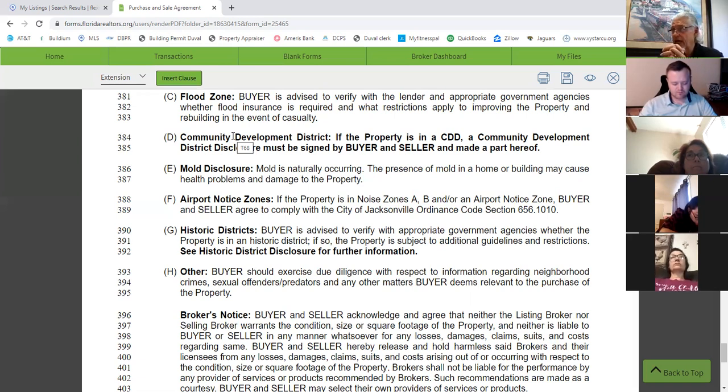CDDs are easy to determine. You go and look at the tax collector's record. And if there's a CDD, it'll be shown on the tax collector's record. The only time that you won't know is on new construction because it hasn't been charged yet. Okay, but in new construction, the builder will tell you that there are CDDs, or they'll tell you they're not CDDs. So not much risk there. Mold is naturally occurring. There's only a couple of kinds of mold that are dangerous, but it could be a health hazard. Airport notice zones, historic districts, other.